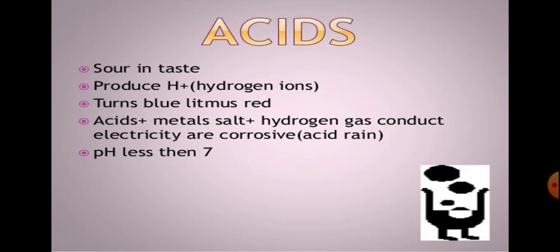Citric acid is present in lemon, which gives it a sour taste. You see, vinegar, tamarind, which means imli, orange juice, lemon juice, raw mango, curd. These are all sour in taste due to the presence of acid in them.